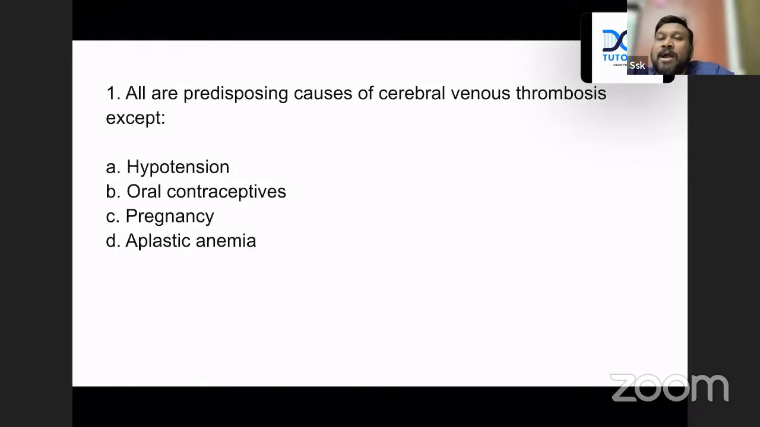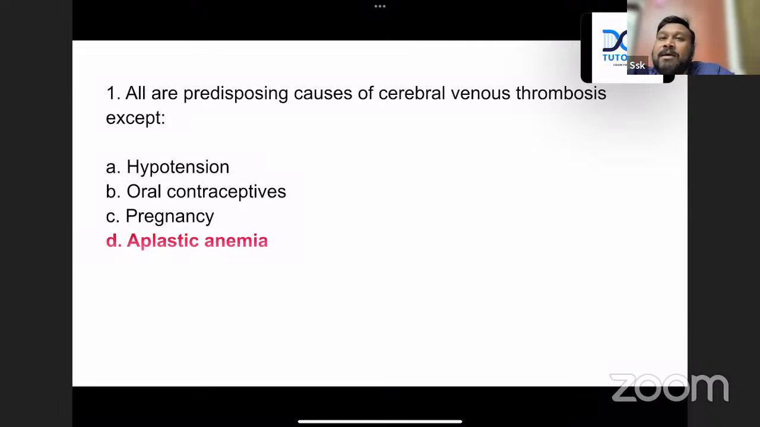The common setup in our Indian culture is people who are alcoholics, the chronic alcoholics who are in constant dehydration, hypotension, and they tend to develop this CVT, especially young adults, and especially even after episodes of diarrhea, young people in their early 20s are predisposed to develop CVT. And other important causes are pregnancy, oral contraceptives, hypertension. But what among this is not a cause will be aplastic anemia. So aplastic anemia is not a thrombogenic situation, so it is not going to cause a CVT.